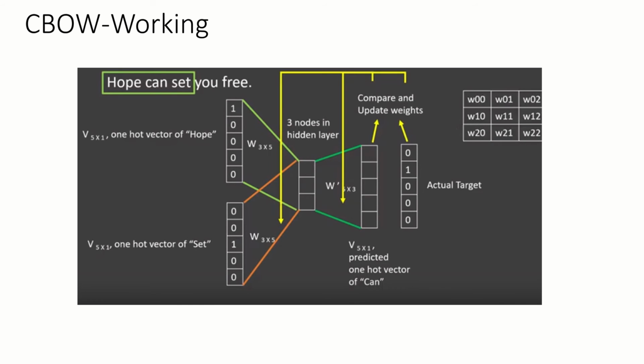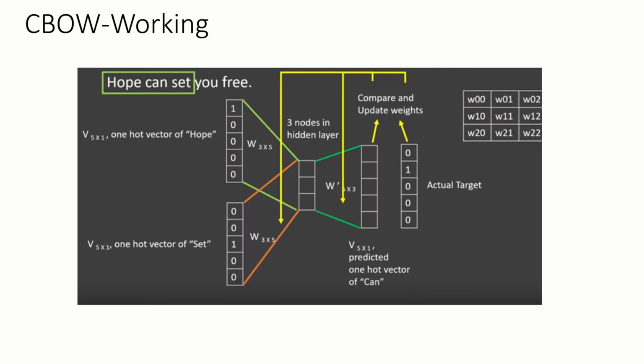So how does continuous bag of words work? As an example, I've taken one statement: hope can set you free. In continuous bag of words, primarily we have to calculate one hot vectors for each individual word, and then we have to set a box size. Here box size is taken as 3. So hope, can, set are the 3 words present in the box. Now we are trying to predict the middle word from the surrounding words. Both hope and set are passed as inputs to the neural network, and we are trying to predict the word can.